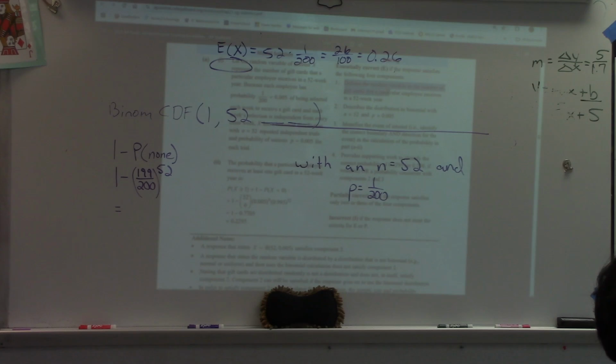So notice the random variable is the number of gift cards a particular employee receives in a 52-week year. The distribution is binomial. State the event of interest and the direction of the event in the calculation of the probability. So make sure that you clearly communicate the way that we're calculating these things and the correct probability.